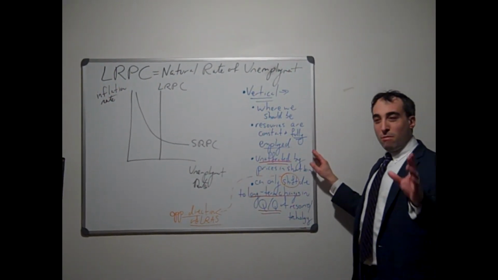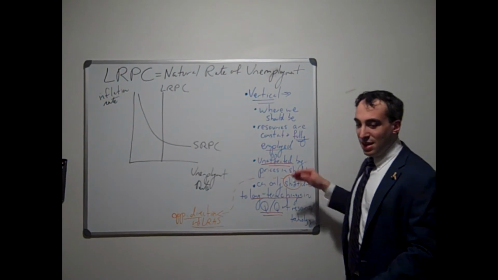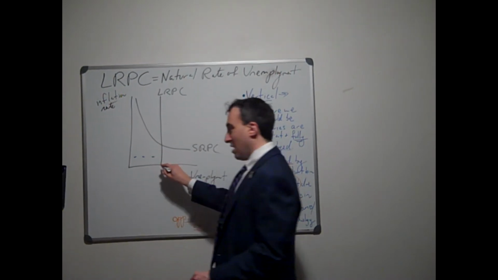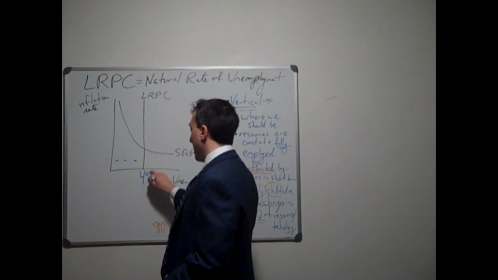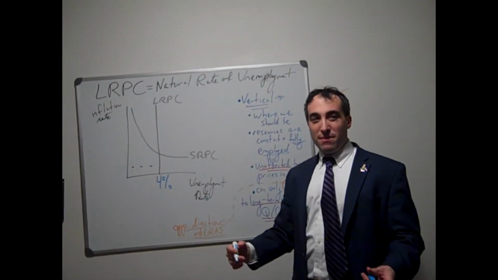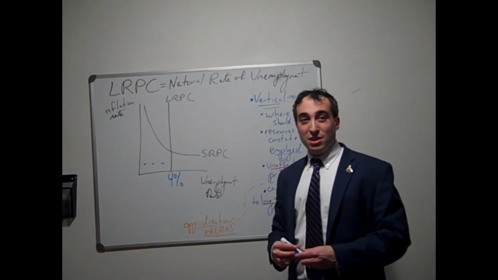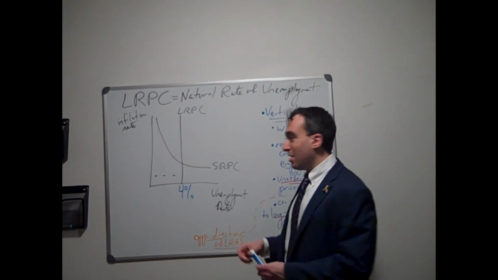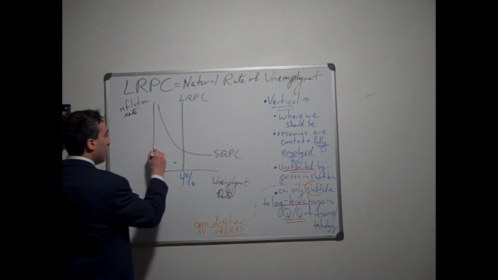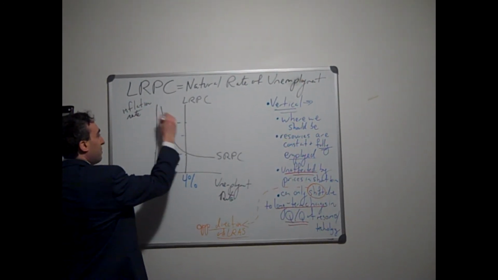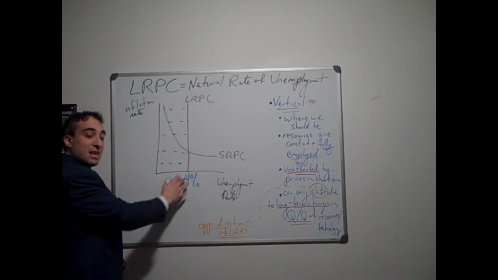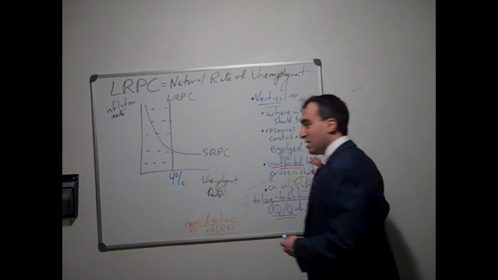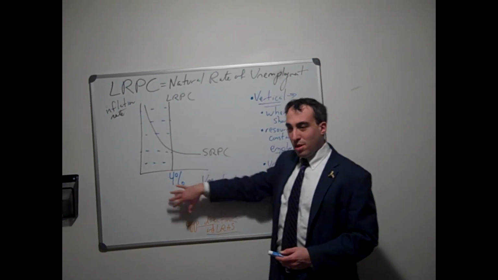Because we are where we should be and we have full employment of resources, the LRPC is not affected by price level. Sometimes the test will say label an LRPC natural rate of unemployment at 4%. If they ask you to do that, you just put the 4%, or whatever number they tell you, on the bottom with the unemployment rate. We see here that no matter the inflation rate, unemployment remains the same, because resources are fully employed. So it is unaffected by prices in the short run.